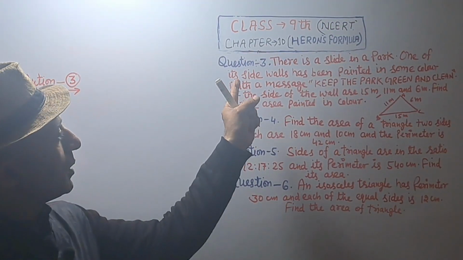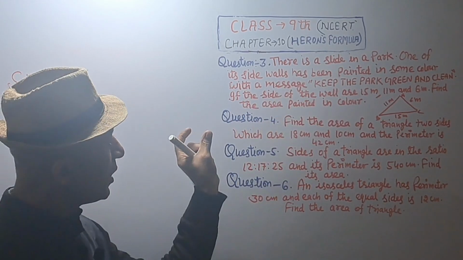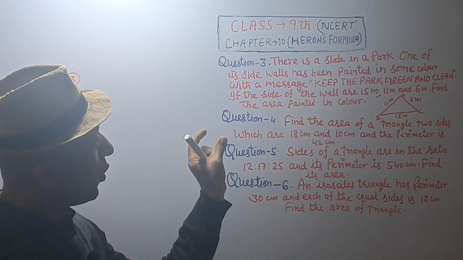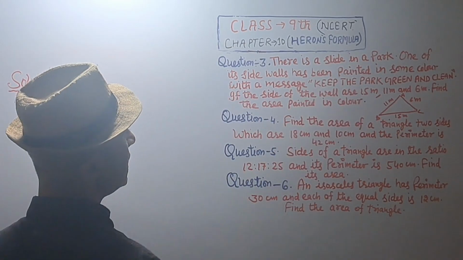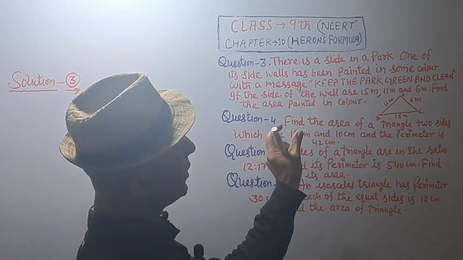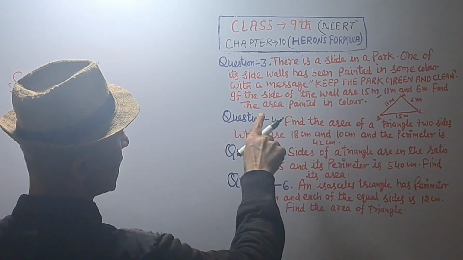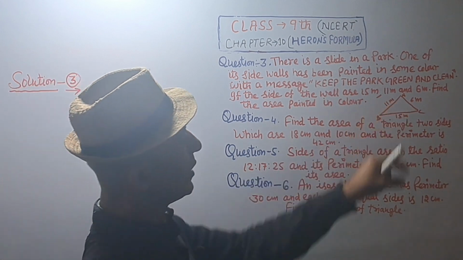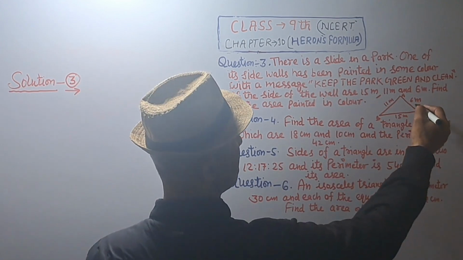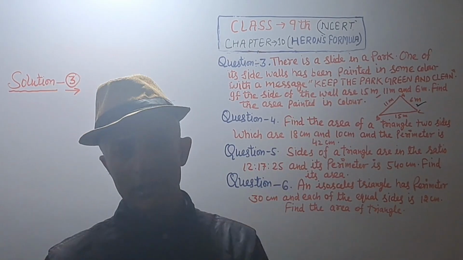Next question, question number 3. There is a slide in a park. One of its side walls has been painted in some color with a message: Keep the park green and clean. If the sides of the wall are 15 meter, 11 meter and 6 meter, find the area painted in color.